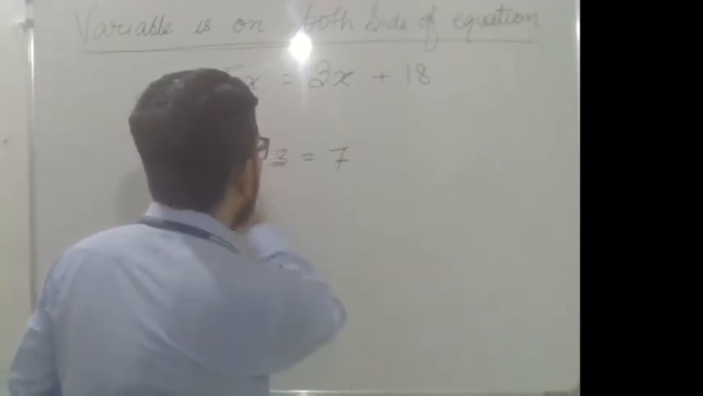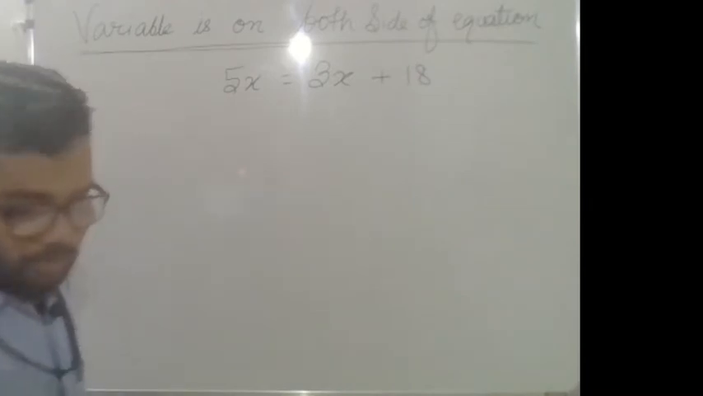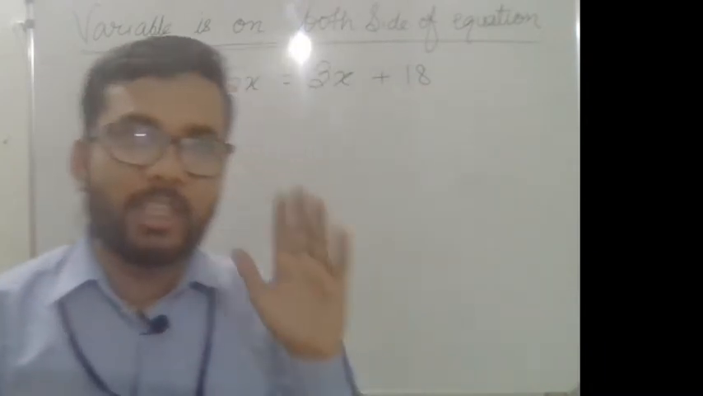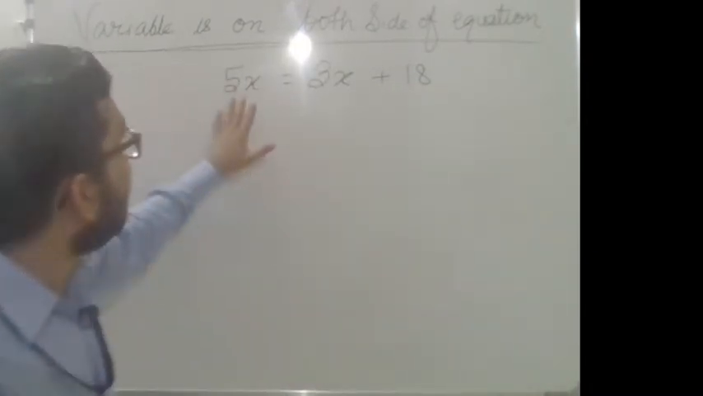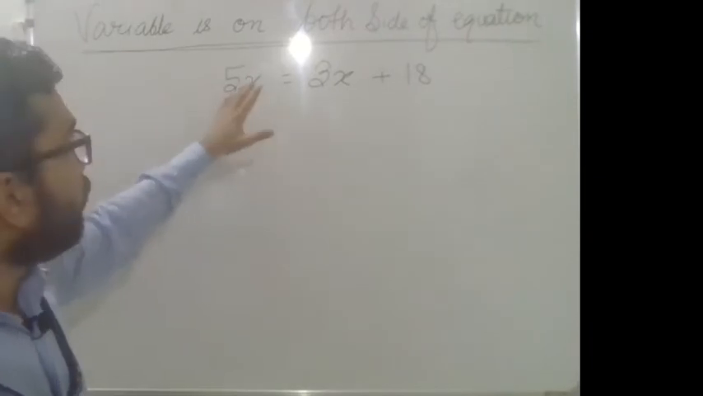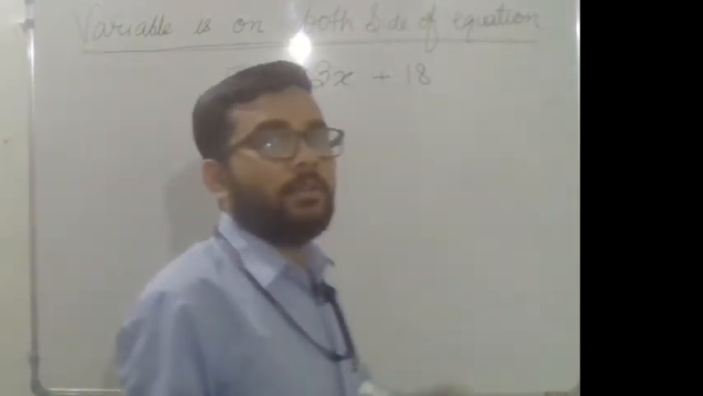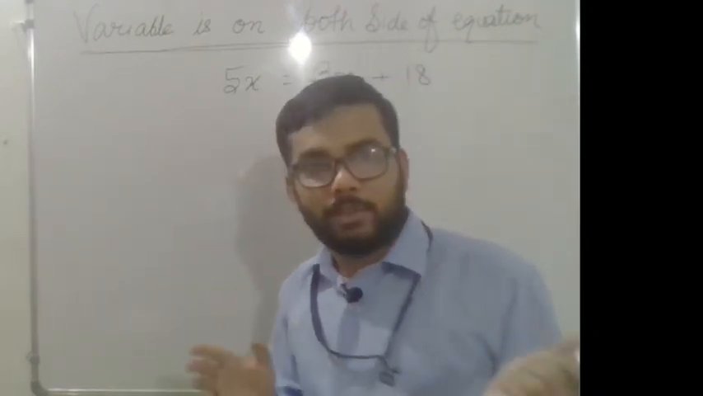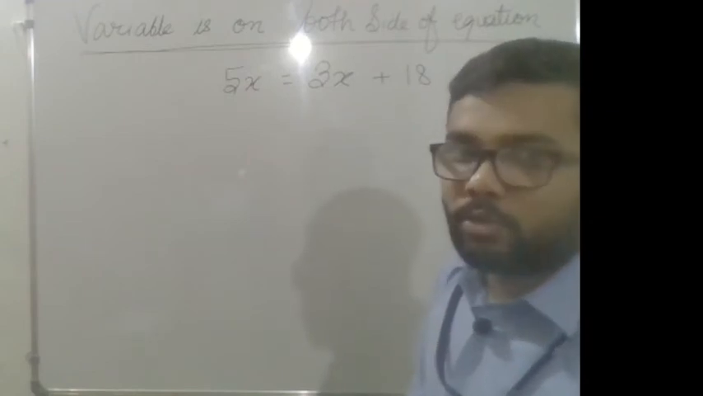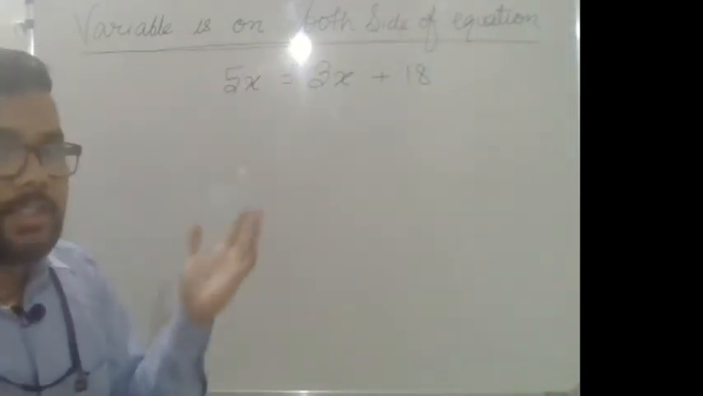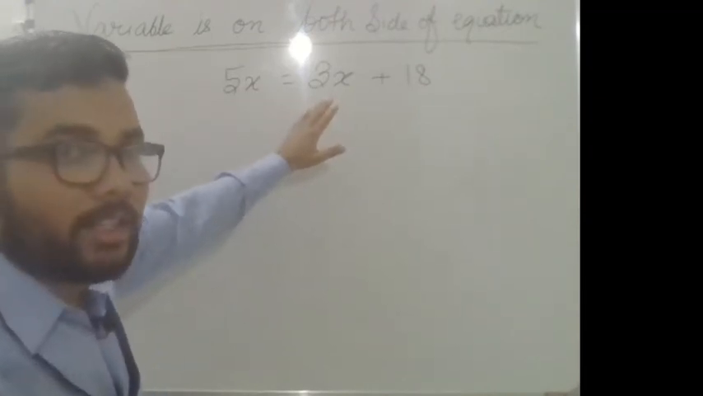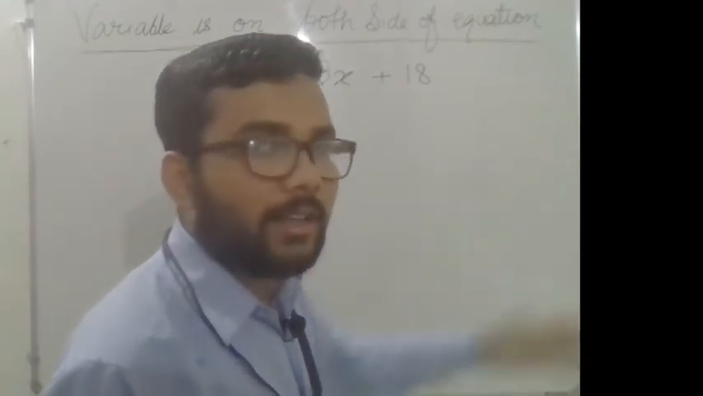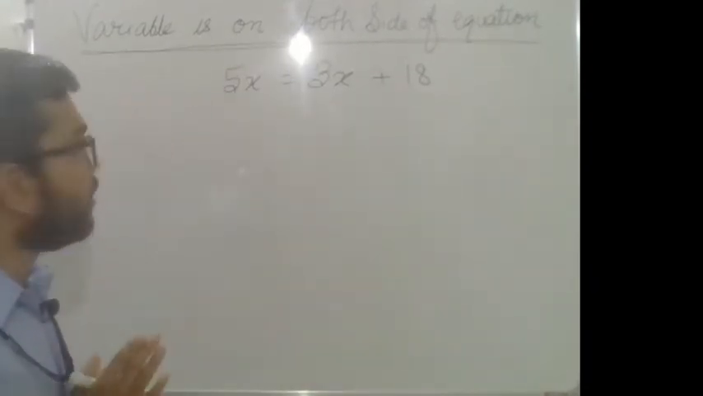Now we will see how it will be solved when the variables occur on both sides of the equation. The same steps should be followed in this equation also. To find the solution, we follow the same steps as in the previous example: we transpose the variable to the left side and the constant term to the right side.